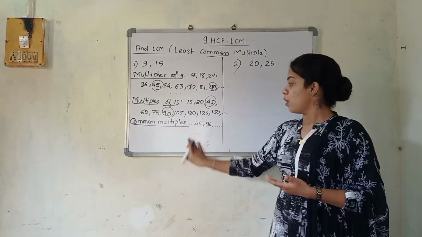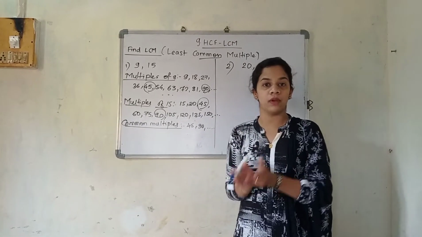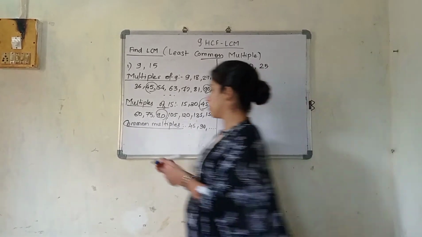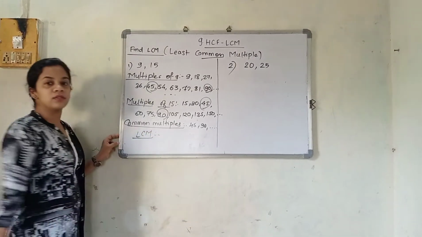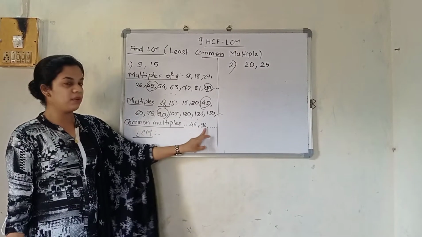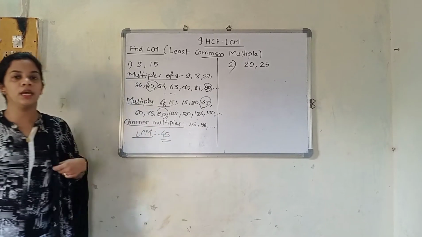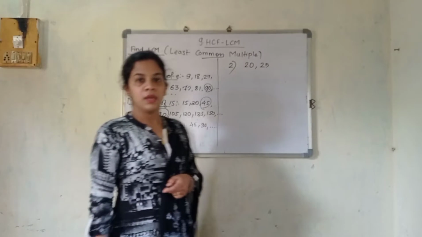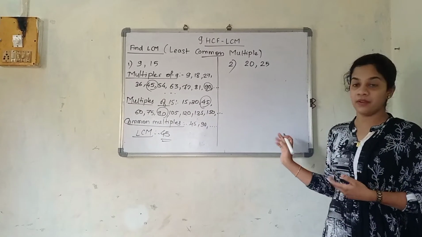So now from these two common multiples, can you tell me which is the least one, which is the smallest? 45 and 90, which is smallest? That will be our LCM. LCM is the least common multiple. Yes, 45 is least. So your LCM is 45. I hope you have understood this question. We will move to the next part, that is 20 and 25.